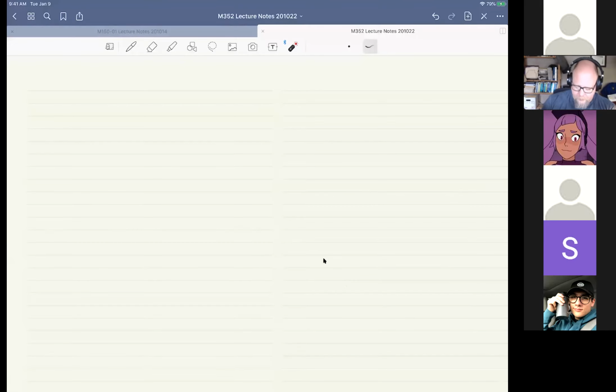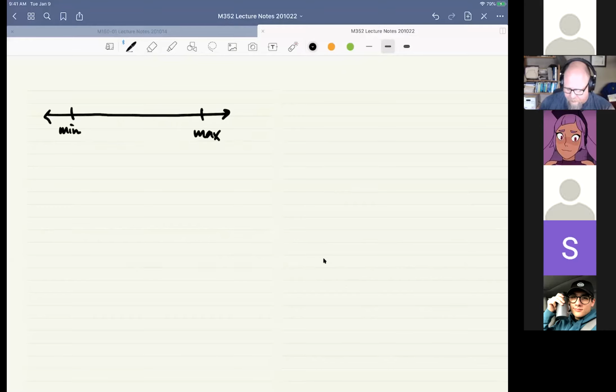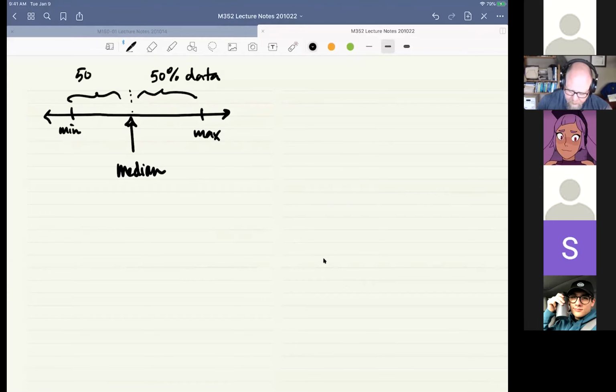I'm going to draw kind of a number line here. So say you've got a data set and it's got a minimum here I've denoted and a maximum I've denoted here. If you calculate the median of your data set, by the definition of the median, 50% of your data lies to the right of the median, and 50% of the data lies to the left. Okay. So you might call the median your 50th percentile, because 50% of the data is below your median.